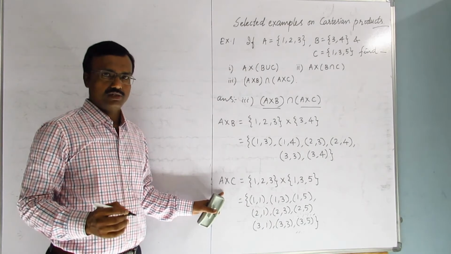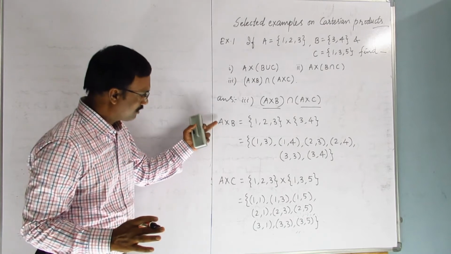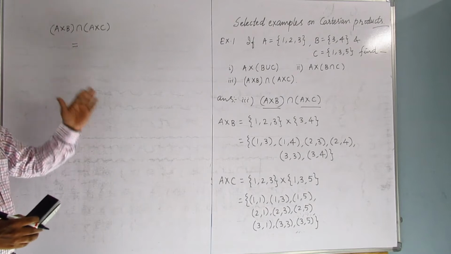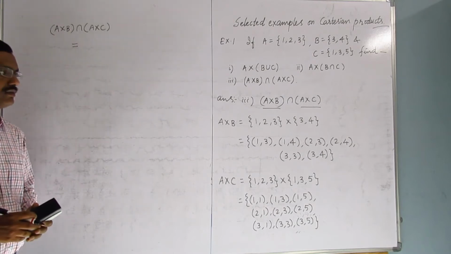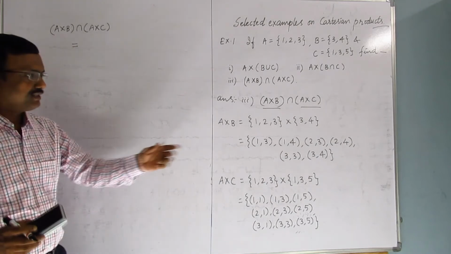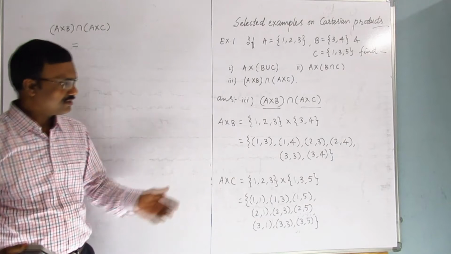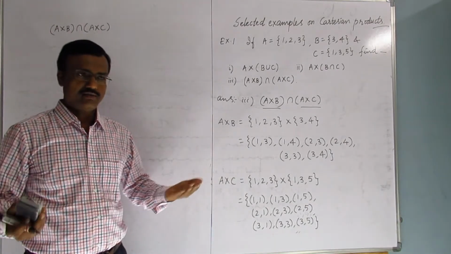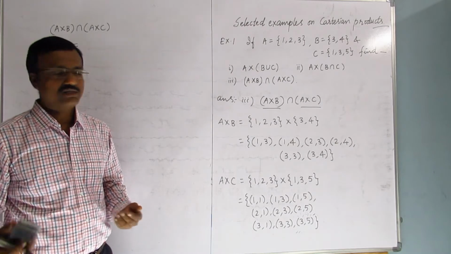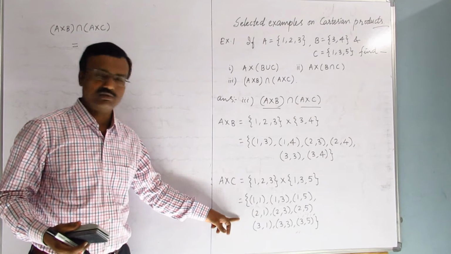Okay. So yet to solve, students. Now we have to find out the intersection of these two sets. Now this is the last step for the third solution. We have to find the intersection of these two sets, A cross B and A cross C. Now how to find intersection? Any time while finding intersection, there is one technique. You compare the elements from the smaller set to the larger set.